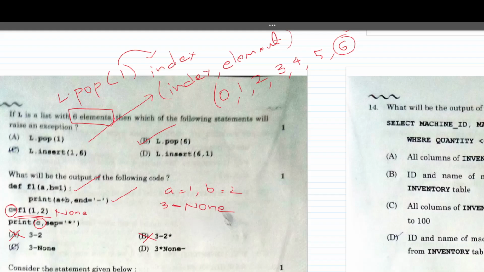Okay, so which of the following options is correct? This is the correct option. Option C is correct over here. Okay, this is how you need to understand which option is correct.